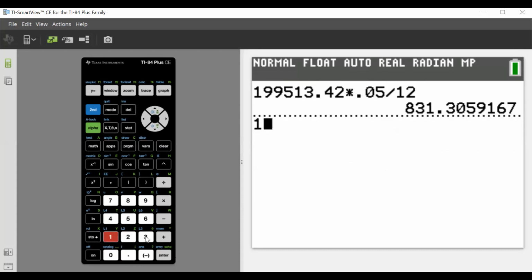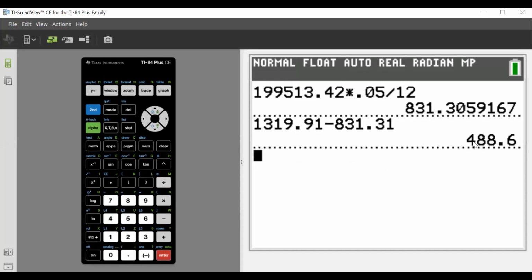And so then if we take our 1319.91 minus 831.31, that's how much our principal is going to be. Remember, last time it was only 486.58. Now it's 488.60. So our principal went up and our interest went down. So it used to be 833.33. So this went down and this one went up. So it went down and up the same amount.